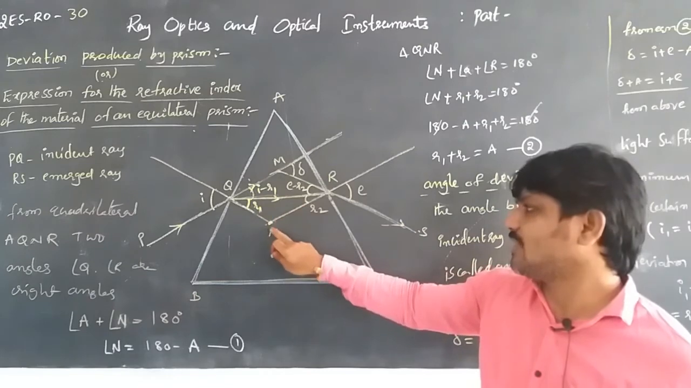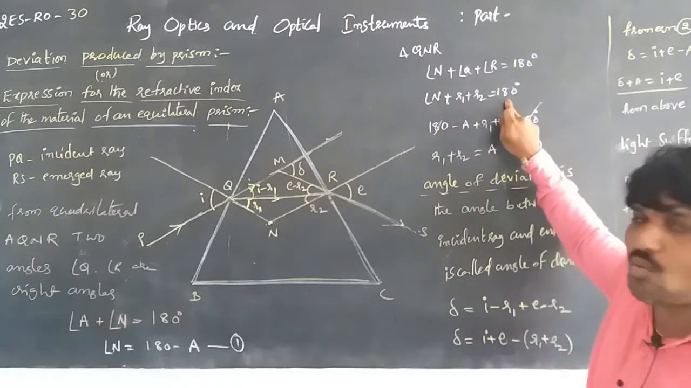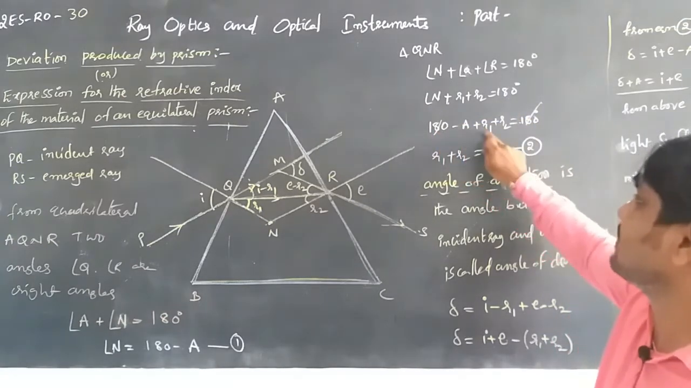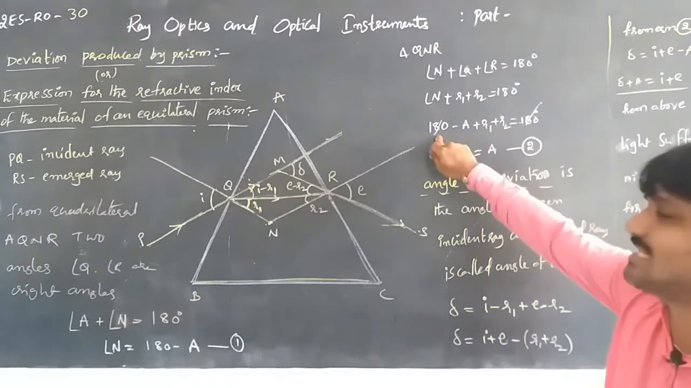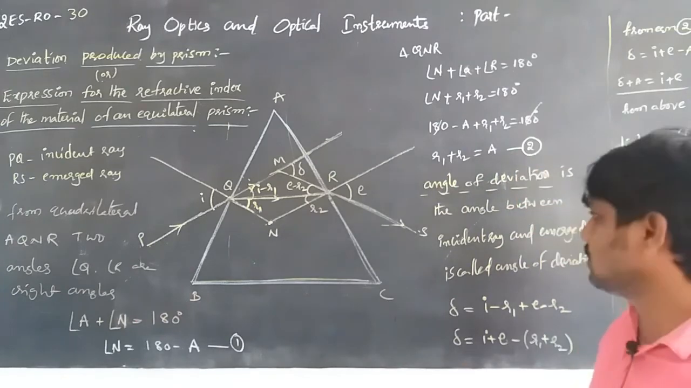So angle N plus R1 plus R2 is equal to 180 degrees. But we know that angle N is equal to 180 minus A, from the relation. So R1 plus R2 and 180 get cancelled, then R1 plus R2 is equal to A. That is equation number 2.